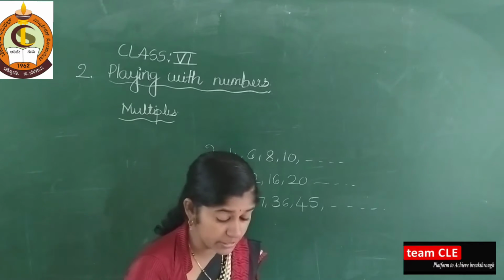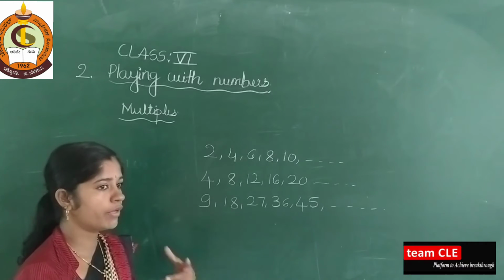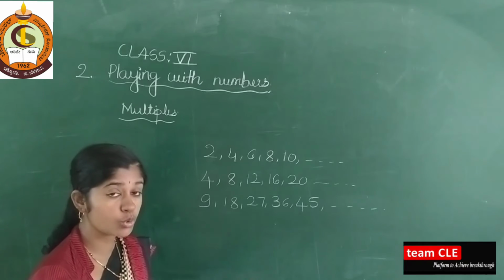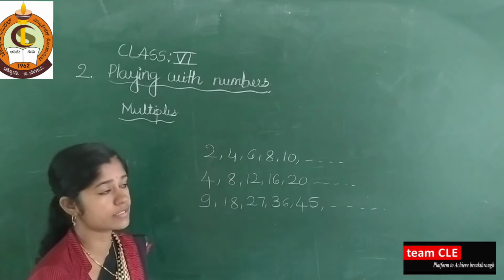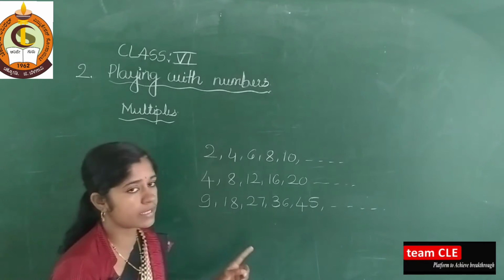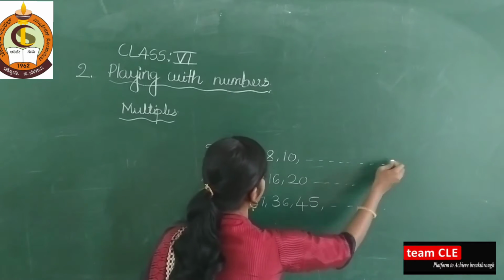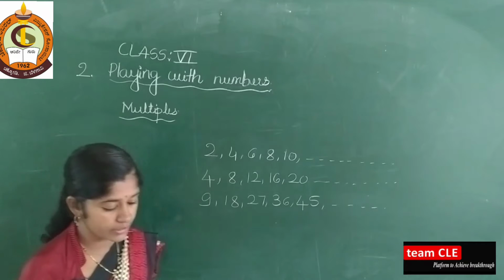The third one is multiples are infinite in number. When you are learning tables, you say 2 tens are 20, that's it. But there are also 2 11s, 2 13s, 2 14s, 2 100s. Means multiples are infinite. This dot indicates that multiples continue here. Multiples are infinite in number.